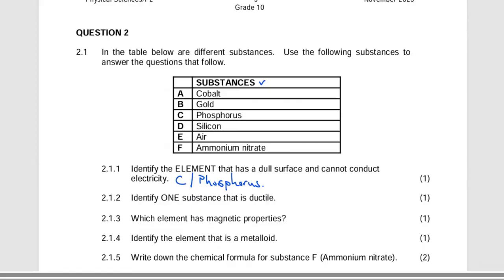Then 2.1.2 says, identify one substance that is ductile, right? By ductility, we say it's a substance that can be pulled into a wire, something that can be pulled into a wire.